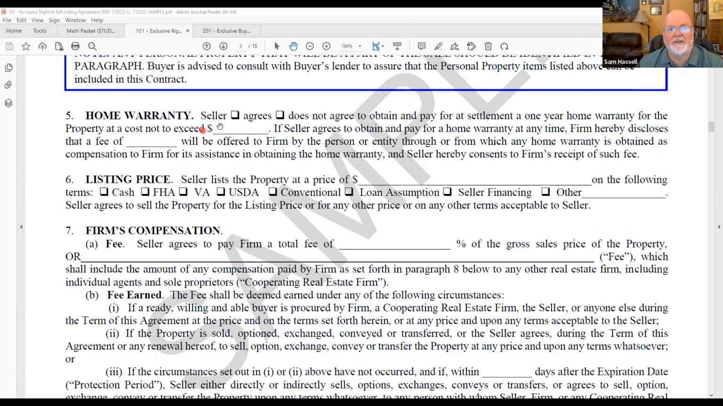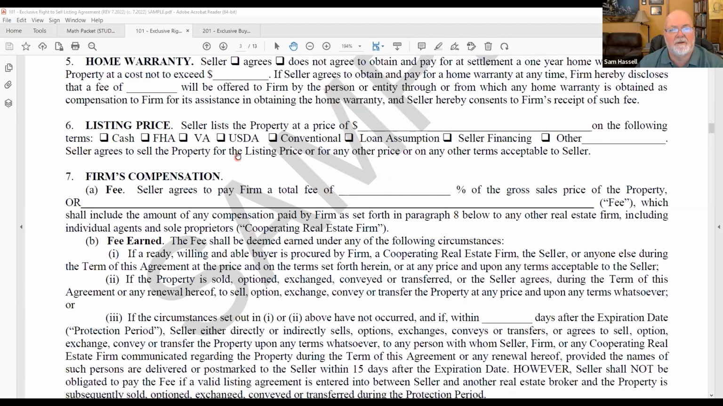Are we going to give them a home warranty? How much and with whom? That's what we want to know. Are we offering that as an incentive? What's going to be our listing price, and what kind of terms? Price and terms, right here.